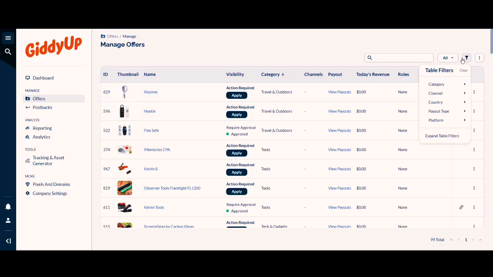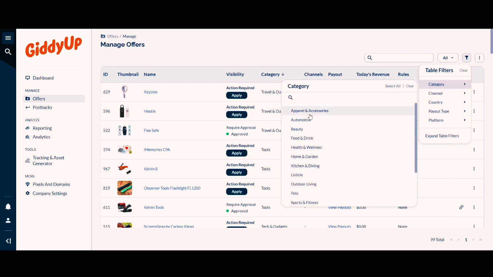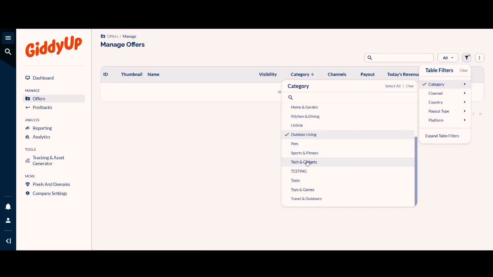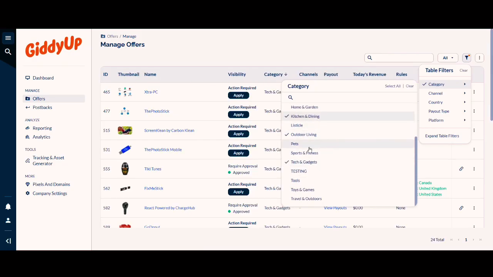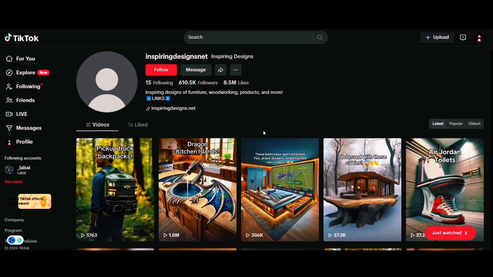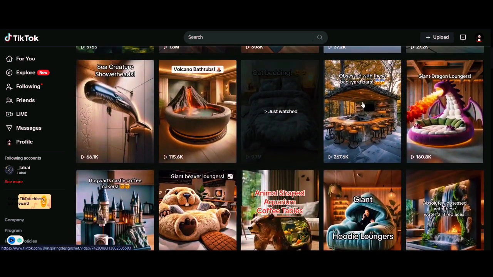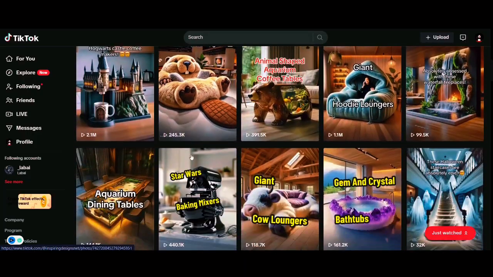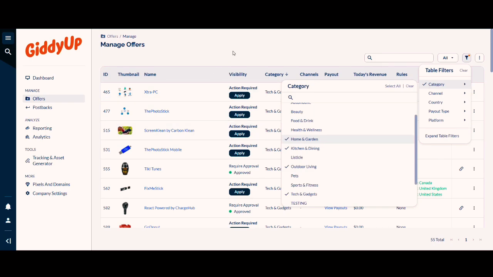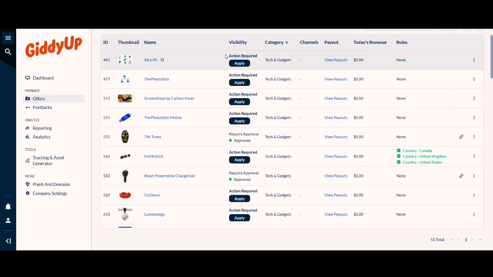But let's come over here, and I'm going to filter by category. We'll do outdoor living, tech gadgets, kitchen, and home and garden, right? Because these are the categories that this TikTok account is making a lot of this stuff in. Outdoor patio stuff, kitchen, home, little Star Wars blender, stuff like that. So I'm just filtering by those categories right here.